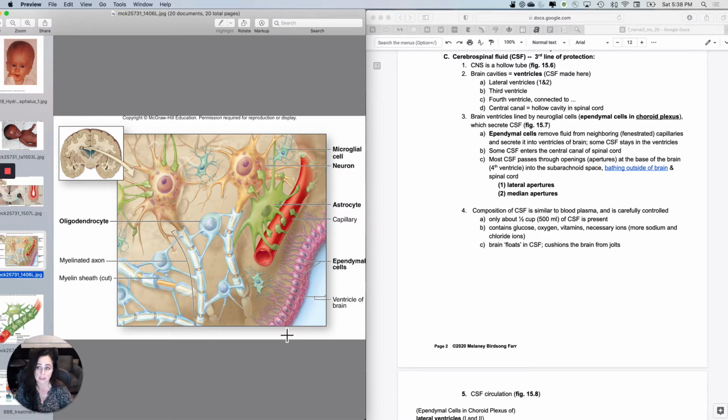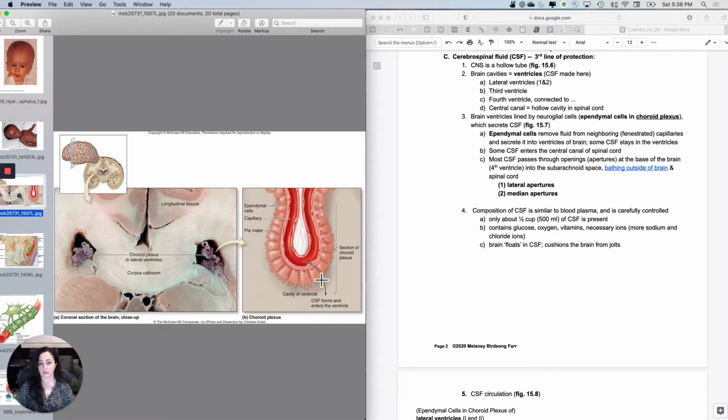What they're really going to do is pull fluid, solutes, nutrients, and ions from the bloodstream, and they're going to pull all of the best stuff, and then they're going to dump it into the ventricles of the brain. So let me show you a couple of different ways of looking at that.